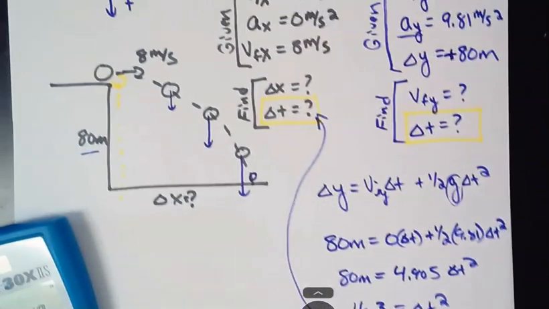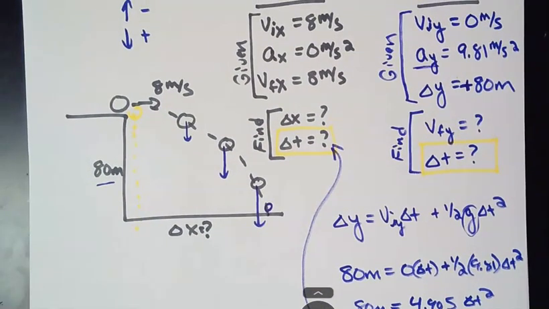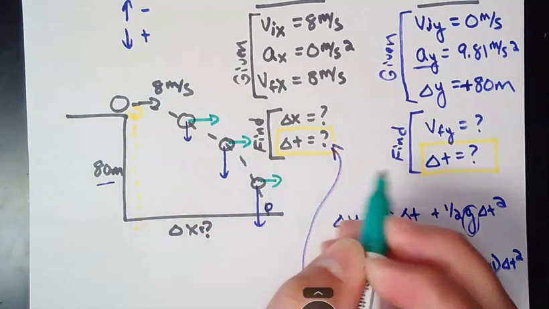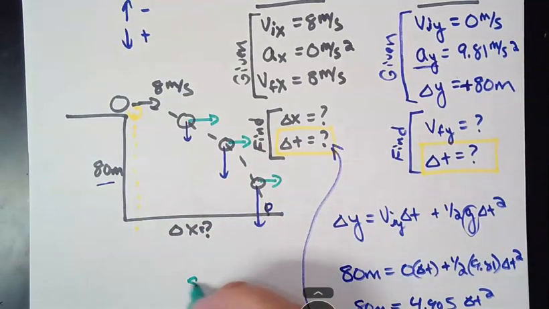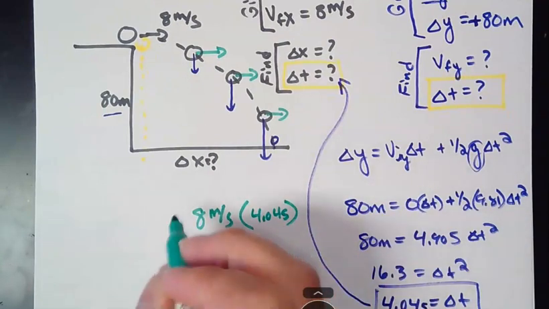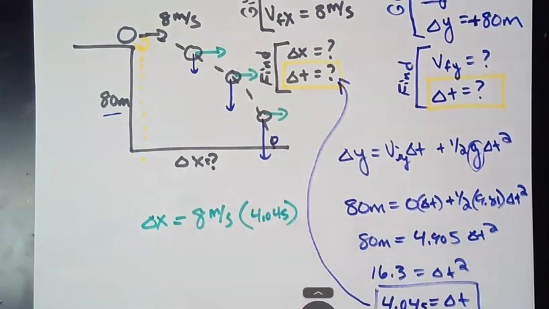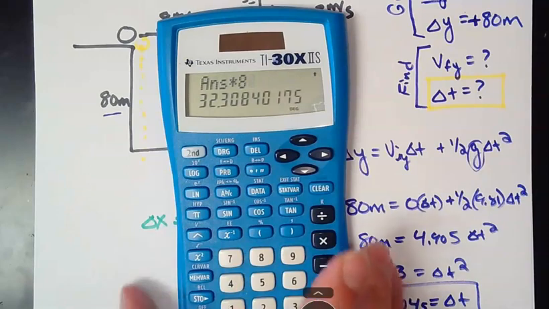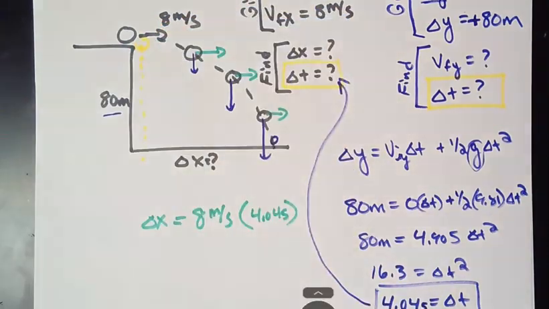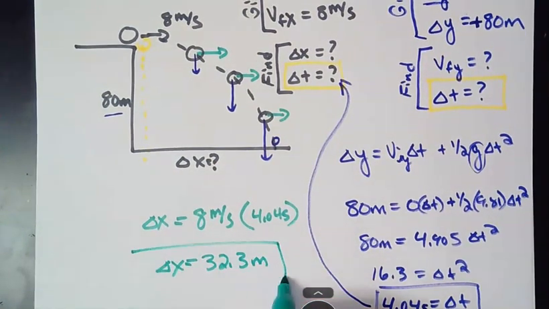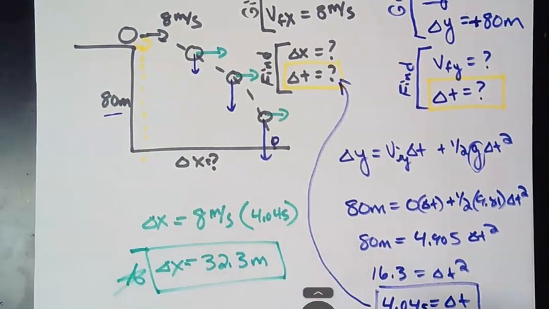Now I want to know how far to the left it goes. We know that horizontally, it's always traveling horizontally at 8 meters per second all the way through. So if I know how fast I'm going, 8 meters per second, and I know how long I'm going that fast, which is 4.04 seconds, I can multiply the two and get how far I go. So 8 times this, I'm actually going to leave that in the calculator like it is and hit times 8, and I get 32.3. So 32.3 meters. That is my delta x and my answer to number 1. All right, there's your answer.